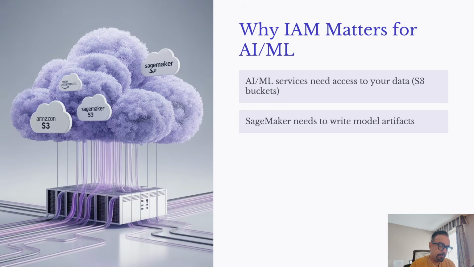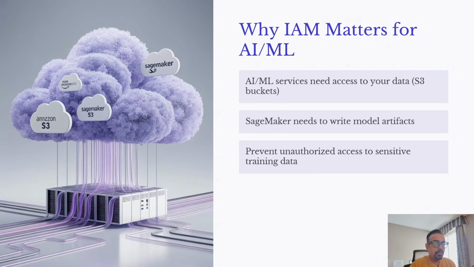This is critical: prevent unauthorized access to sensitive training data. Training data sets often contain PII, that is personal information, financial records, medical information, or proprietary business data. One misconfigured IAM policy could expose this data to unauthorized users or even the public internet. So proper IAM ensures only authorized services and people access this sensitive data.